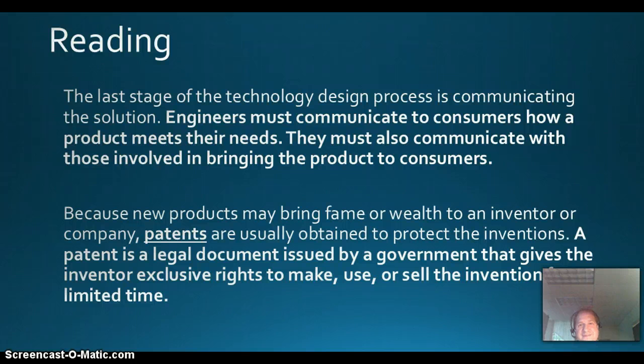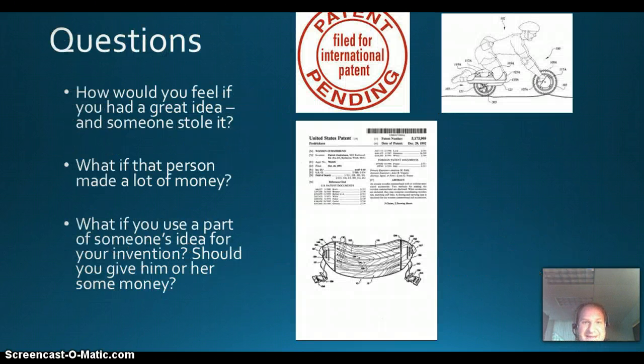So engineers have to say, okay, this is the product. Here's how it's going to fix your needs. And that's where the patent comes in. You invent something neat, and the patent says, this is yours. Anyone who wants it has to spend money on it.